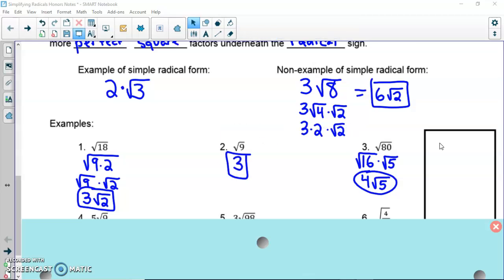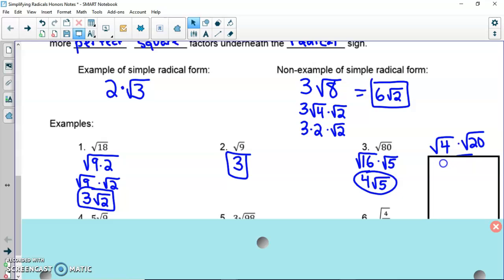So let's say you missed that 16 was a factor of 80, and you said, well, 4 goes into 80. So yeah, you could go ahead and say, well, 4 times 20 is 80, so the square root of 4 times the square root of 20 would be the same thing. And it just so happens the square root of 4 is 2, so you end up with 2 root 20. However, that's not what we said was the answer, because this is not simple radical form right now. Because there is another perfect square that divides evenly into 20, and that is 4. So then you would have to keep going.